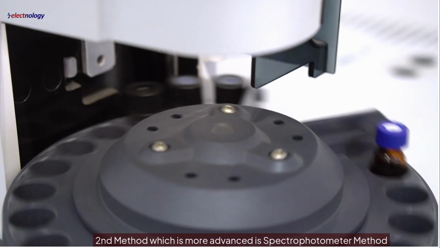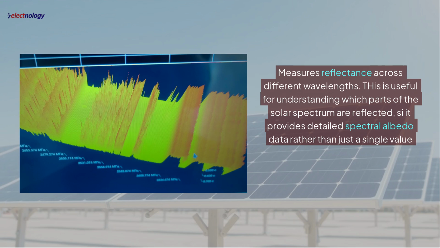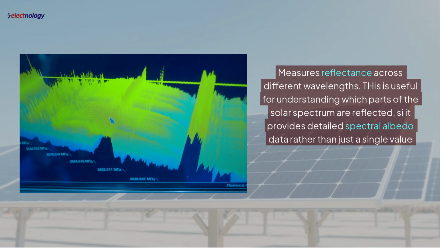The second method, which is more advanced, is the spectrophotometer method, which measures reflectance across different wavelengths. This is useful for understanding which parts of the solar spectrum are reflected. It provides detailed spectral albedo data rather than just a single value.